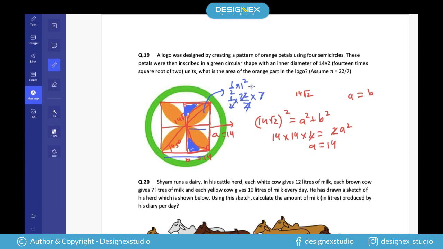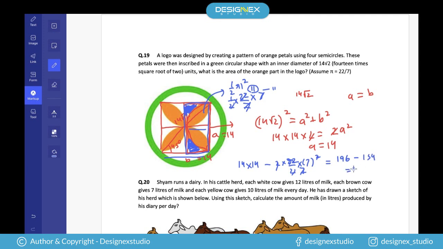That makes it 11. Now if I calculate the whole area of this whole square, that is 14 into 14, minus, if I take this and I take the other half as well, so that will be 2 into pi by 2 into 7 square. So that comes out to be 196 minus, you can calculate this, 22 by 7 you can take, so 22 into 7, so this is 154, that comes out to be 42. So 42 is the area of this one section.